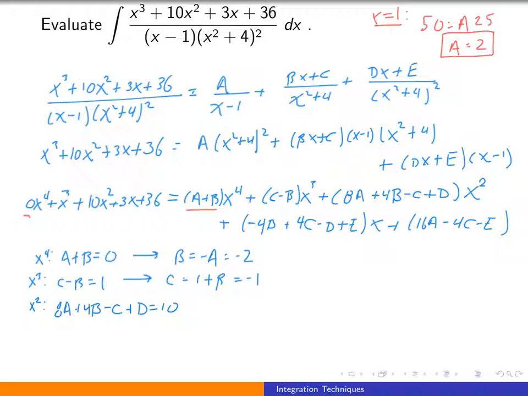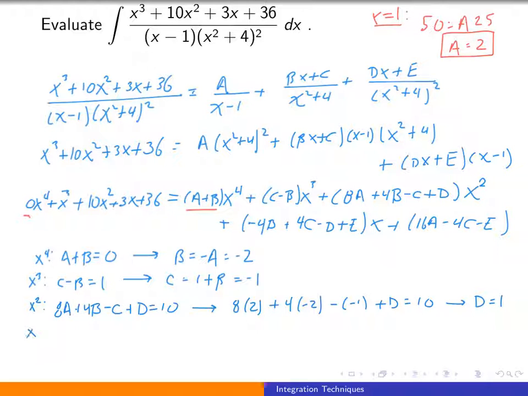So let's go ahead and plug all of our values in. So we have 8 times a, which is 2, plus 4 times b, which is minus 2, minus c, plus d equals 10. And what those numbers add up to on the left is a 9 plus d equals 10. So d ends up being 1.